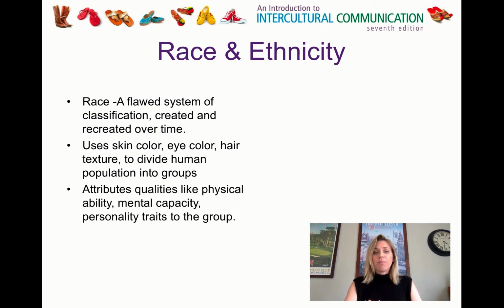So once divided into these groups, we then attribute qualities to people who have this particular skin color or hair texture. For example, things like your physical abilities, mental capacity, personality traits to that group. It's important to note that these categories are created by society. They're not factual and they're always changing.